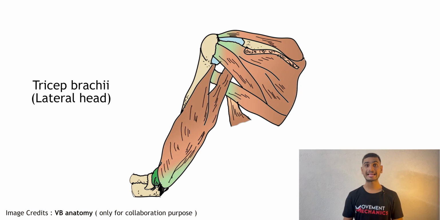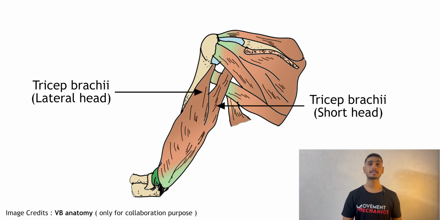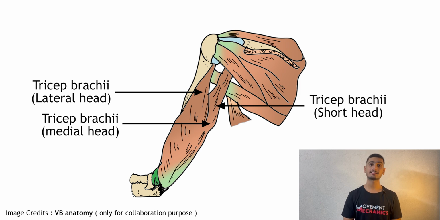The tricep brachii lateral head originates from the infraglenoid process of the scapula and inserts, that means ends, at the olecranon process of the ulna. The tricep brachii short head starts at the posterior humerus and ends at the olecranon process of the ulna. And the medial head also starts at the posterior humerus and ends at the olecranon process of the ulna.